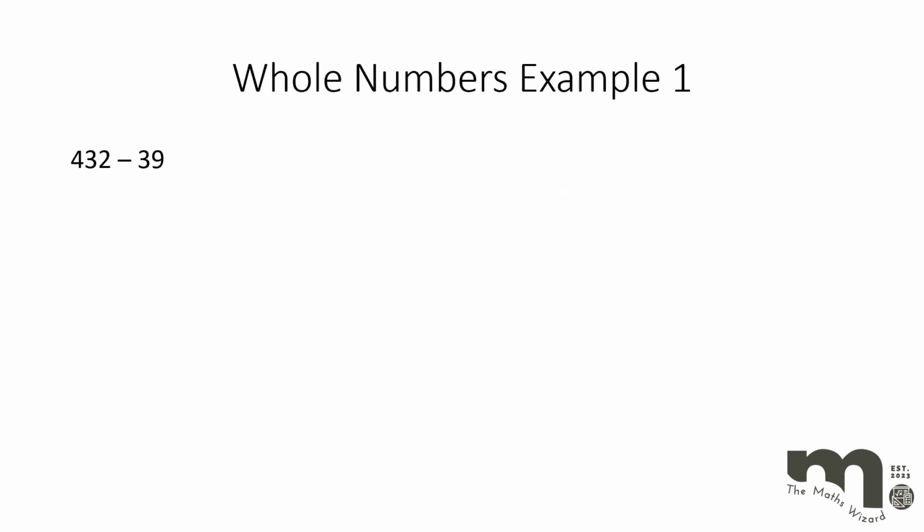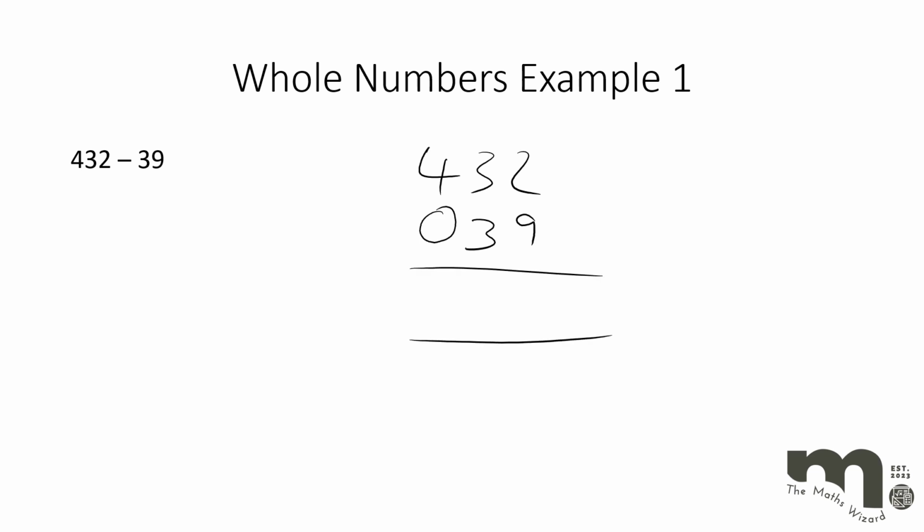So we're going to look at this whole number example first. We've got 432 minus 39 here. It's very similar to addition in that we need to line up our digits correctly. We need to make sure we've got our units in the right place, our tens, and then our hundreds. If you want to make it a bit easier, you can put a little zero there as well to help you with this. In terms of the layout, it's very similar to addition. Where it gets a little bit trickier is like this.